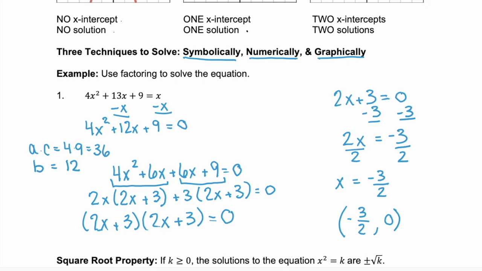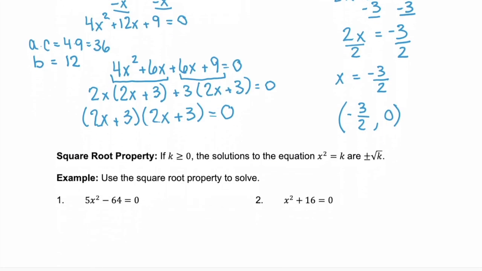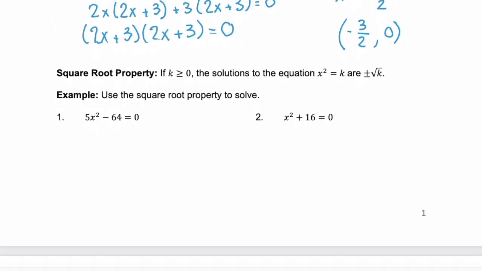Now let's look at another way that you can solve quadratic equations. That's called the square root property. The square root property is used when you have a constant k that is greater than or equal to 0. Then the solutions to the equation x squared equals k are found by taking the square root of both sides, and you get plus or minus the square root of that constant k.